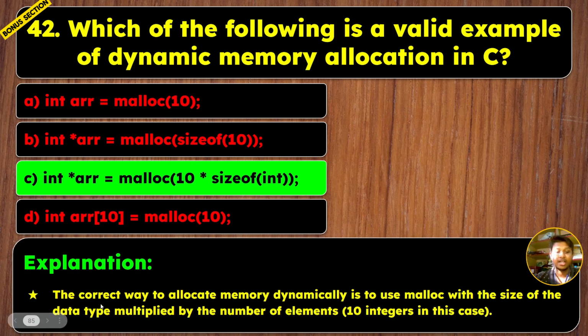As you can see, the correct way to allocate memory dynamically is to use malloc with the size of the data type multiplied by the number of elements, like 10 integers in this case. So this is the correct syntax for dynamic memory allocation.